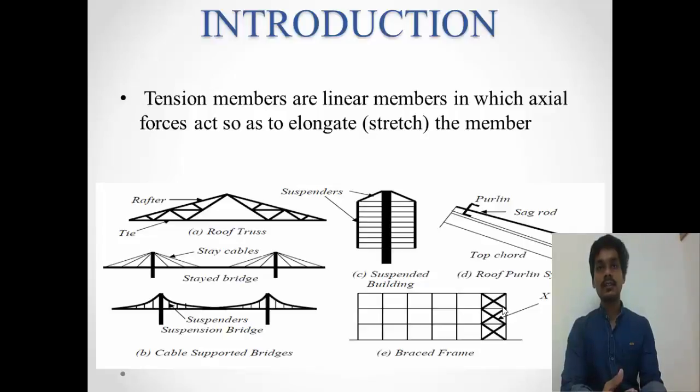Ties of trusses, suspenders of cable-stayed and suspension bridges, and suspenders of building systems hung from a central core are examples. Bracings are used in earthquake-prone zones as a way of minimizing inertial force on a structure, and sag rods of roof purlins are other examples of tension members, as shown below.